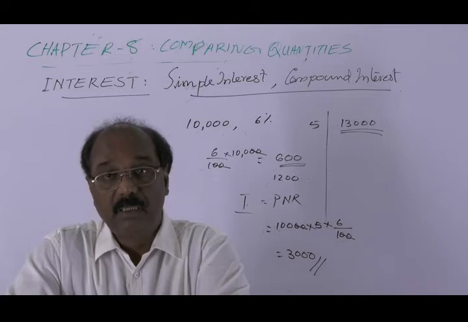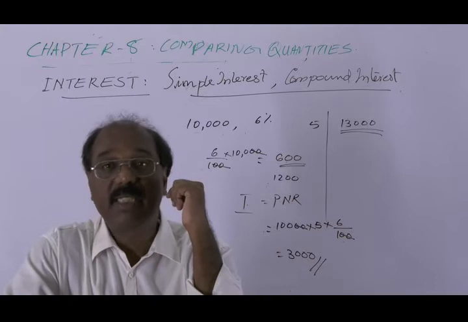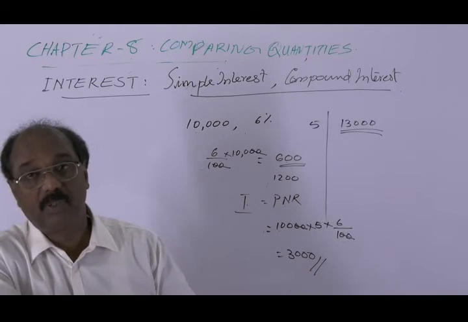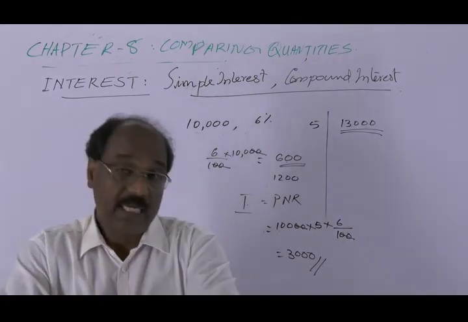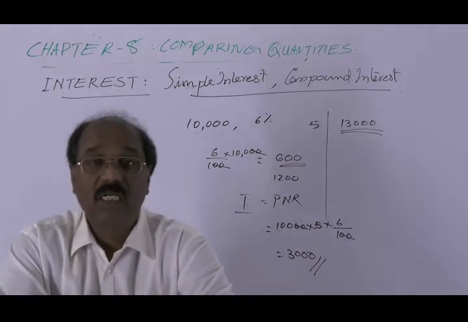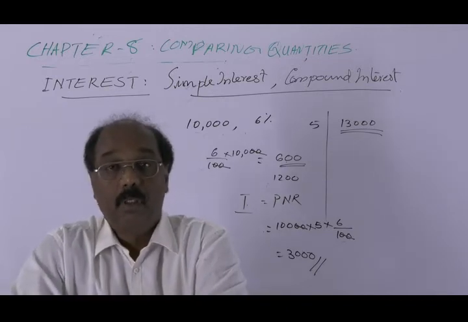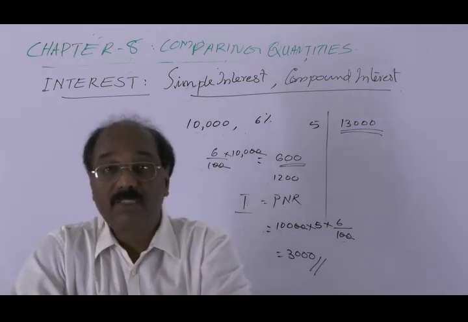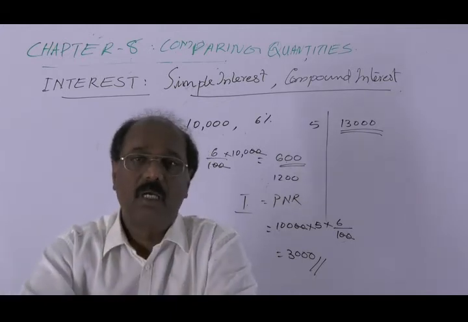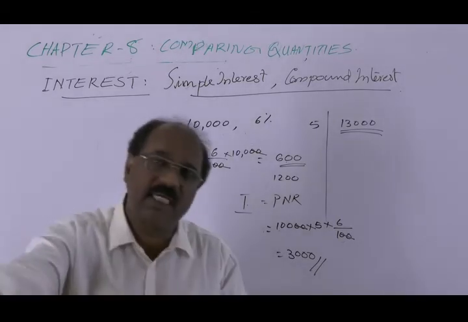But the compound interest scheme is different. The interest will be compounded. So there is compounding annually, compounding half yearly, compounding quarterly. So different schemes are there. Compounding annually means the interest will be calculated every year, and that will be added to the principal amount, and that resulting amount will be the principal amount for the next year.